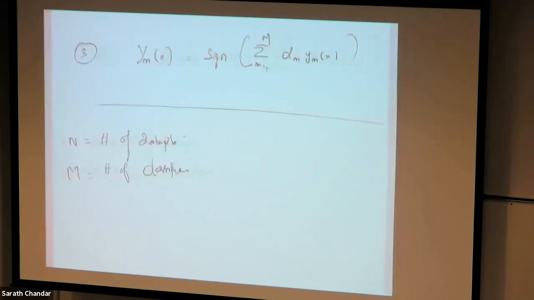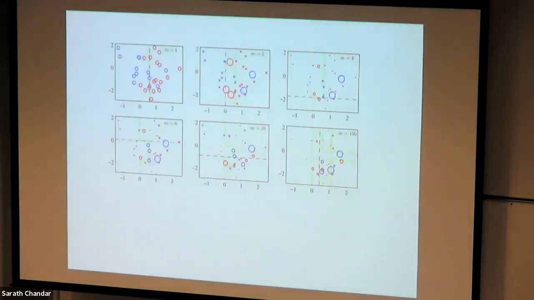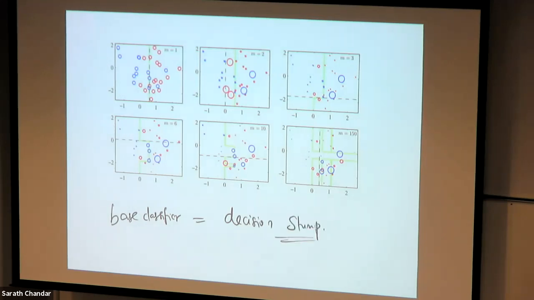Here is an example of how boosting would work. In this case, I'm going to use a very simple classifier as my base classifier. The base classifier is basically the type of classifier that you're using for boosting. The base classifier I'm going to use is what is known as a decision stump. This is an extreme form of decision tree.